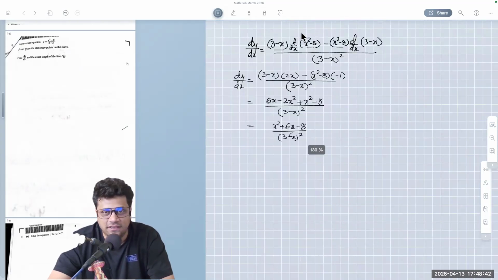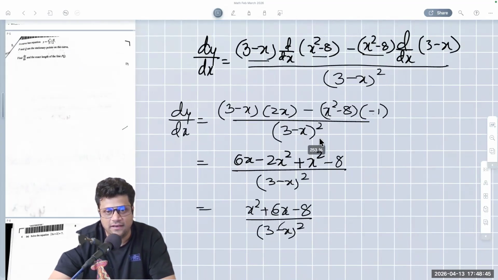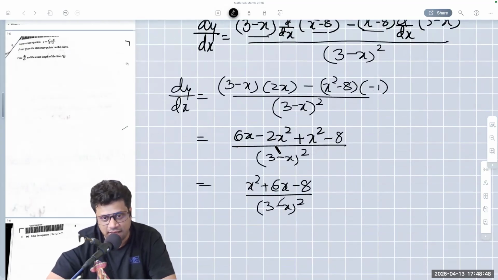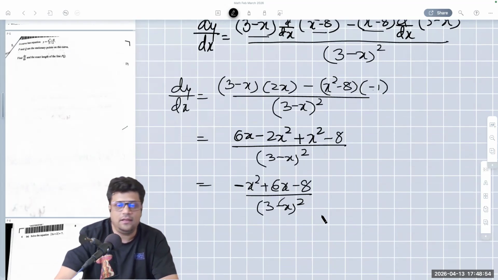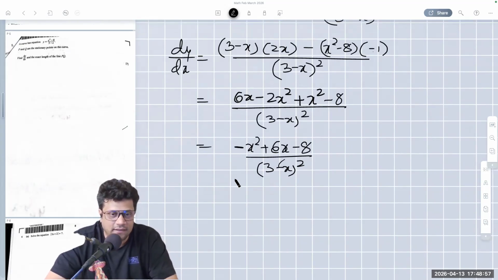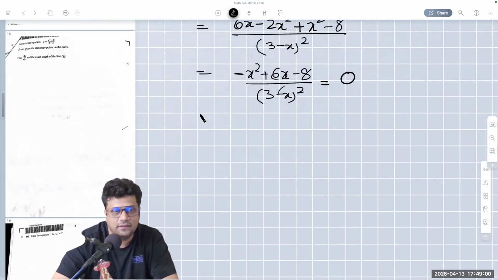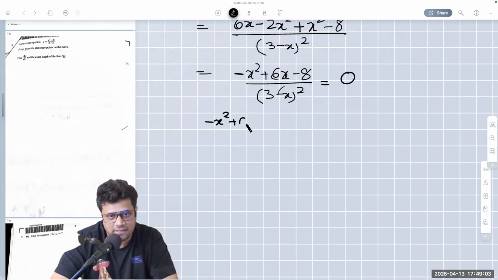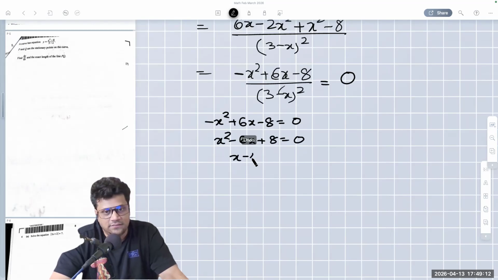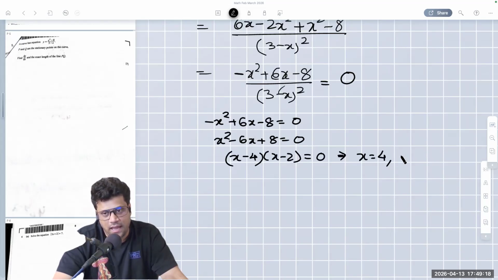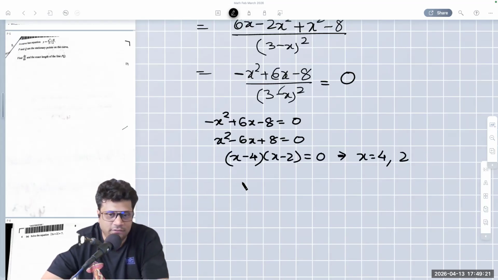The problem was here, that negative 2x square plus x square that I have, it is actually negative x square plus 6x minus 8. And now it is something that can be equated to 0 and factorized. Negative x square plus 6x minus 8 equals 0. So x square minus 6x plus 8 equals 0. Now that breaks down into x minus 4 into x minus 2, and that is how x is 4 and 2. And y corresponding to these x values can actually be found out very easily.